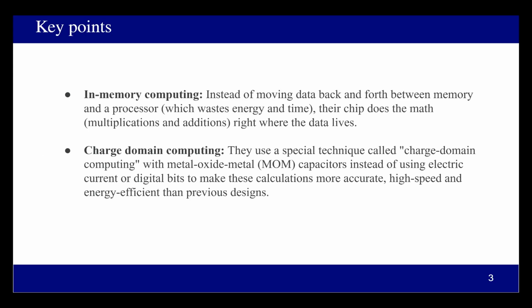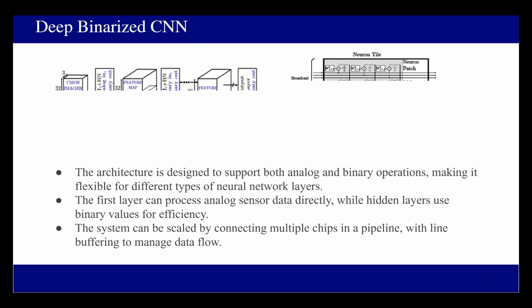So the key point of this paper is that it implements an in-memory computing accelerator, which, instead of moving data back and forth between memory and a processor, which would waste energy and time, does the math right where the data lives. Another key point is the charge domain computing, which uses a MOM capacitor, metal-oxide-metal capacitor, instead of using electric currents or digital bits. And this helps to make the calculations more accurate, high speed, and energy efficient.